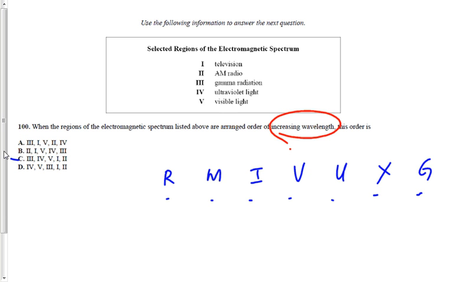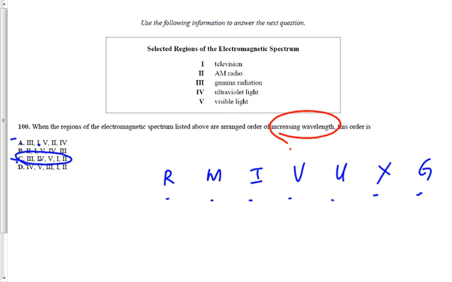So, which one matches up here? Well, we know we're going to start with gamma rays, so it's going to be either A or C, because that's going to be the highest frequency, the lowest wavelength. In A, the next one is television, which is a type of radio wave. And then in C, we've got ultraviolet. Which one has the next lowest wavelength or the next highest frequency? Is it going to be ultraviolet, or is it going to be some type of radio wave? Ultraviolet. So the answer is C.